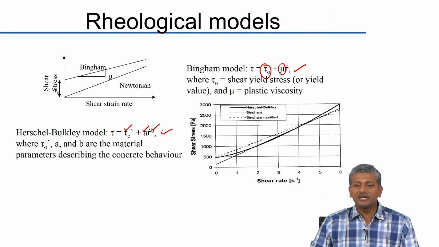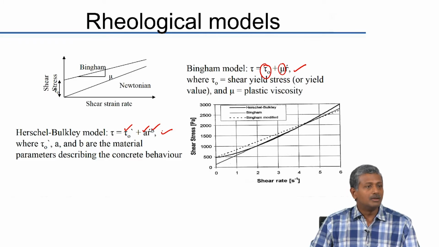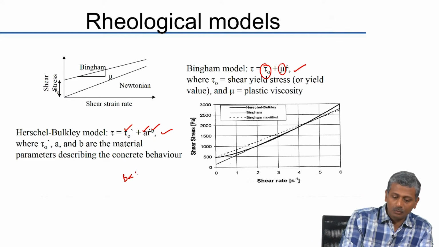So, when you have B values which are less than 1 or greater than 1, you are indicating either a shear thinning or a shear thickening behavior. Okay. When you have B less than 1, it is a shear thinning behavior. When you have greater than 1, it is a shear thickening behavior. So, B less than 1 is shear thinning, and B greater than 1 is shear thickening.